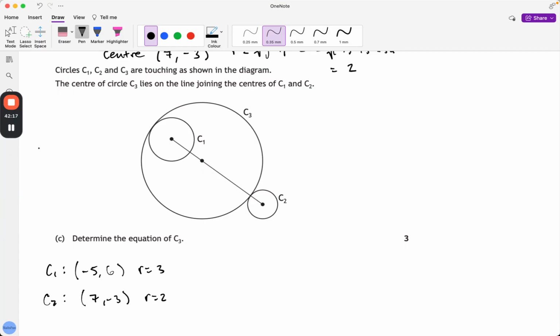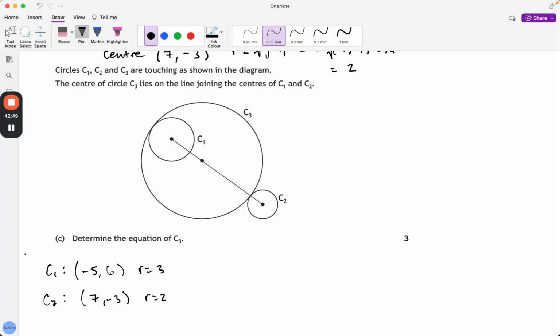So to determine the equation of C3, we need to know its radius, and we also need to know its centre point. Based on the way that our circles are touching, we can see that this line joining our two centres here is joining the two centres that we know about. So we know our centre C1 is minus 5, 6, and we know that our centre C2 is 7, minus 3. And so that means we can figure out the distance of this full line by just doing the distance formula with those 2 points. So we can start there.